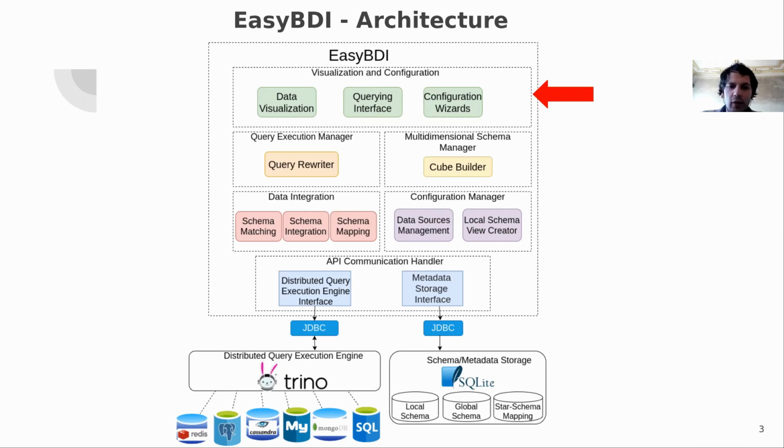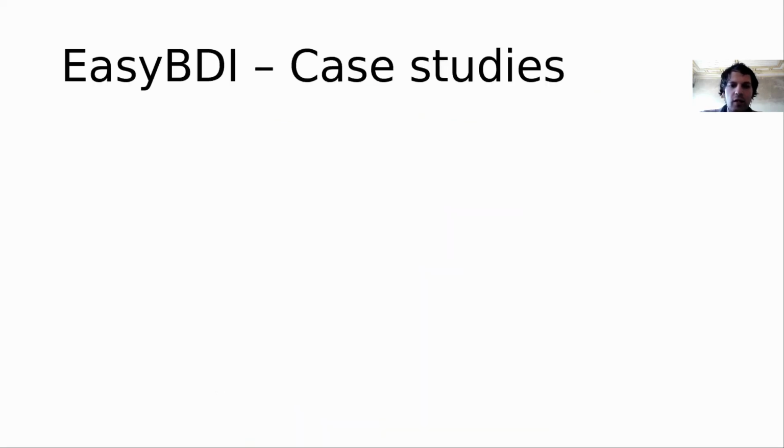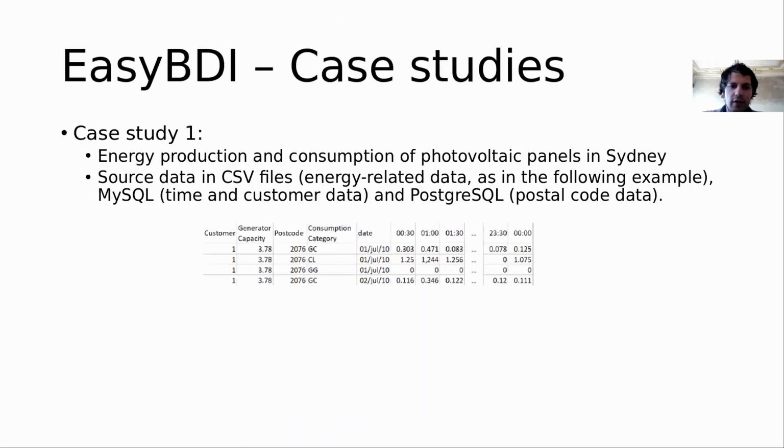To create analytical queries, users may use drag and drop over the high-level global abstraction, thus allowing for non-expert users to easily interact with the system and query distributed data. For the demonstration at EDBT, we prepared two case studies. The first uses real data on the production and consumption of energy by photovoltaic panels in Sydney. We'll use CSV files and two relational databases as data sources.